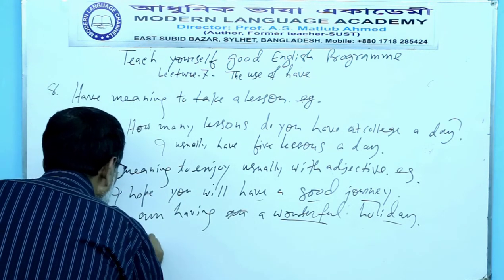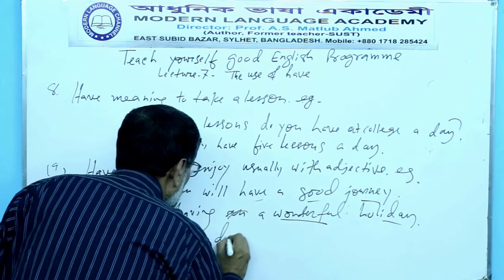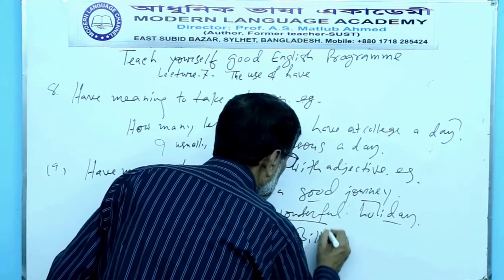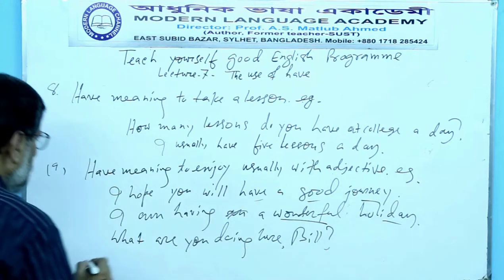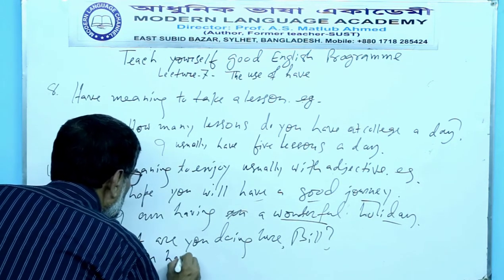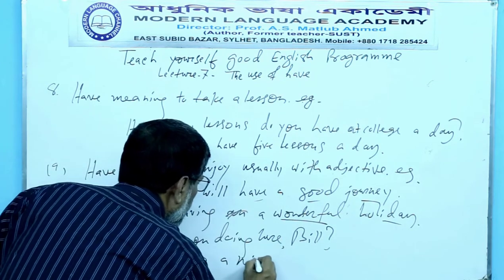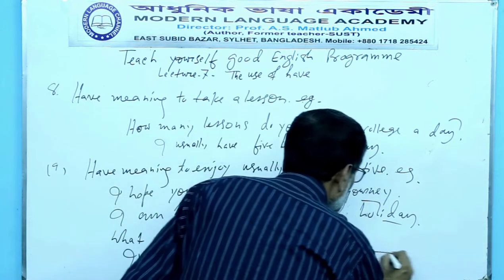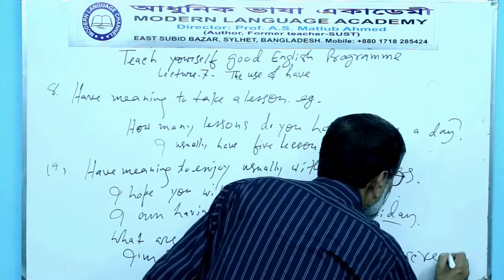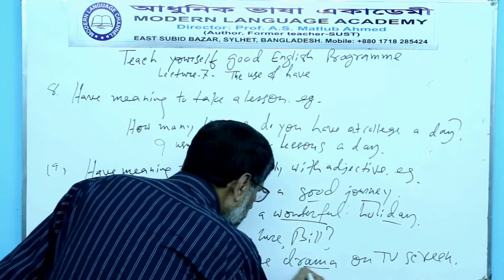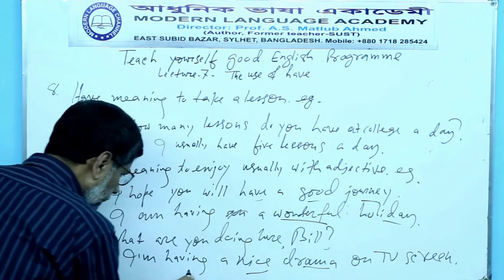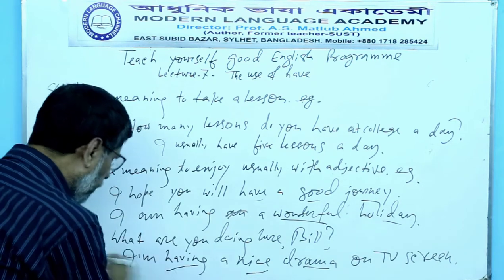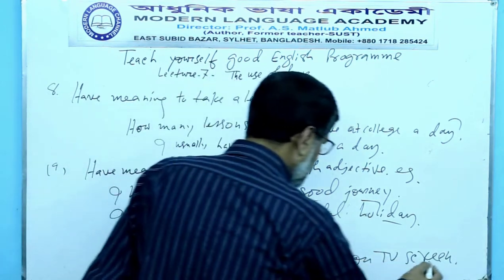What are you doing here? What are you doing here, Bill? Bill is a boy's name. I am having a nice drama. A nice drama on TV, on the TV screen. Drama is a noun, and nice is an adjective. That's the reason: have means enjoyment. Have gives the meaning of enjoyment. I am having a nice drama on the TV screen.